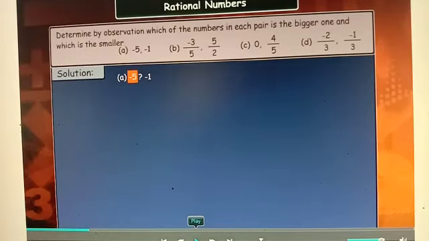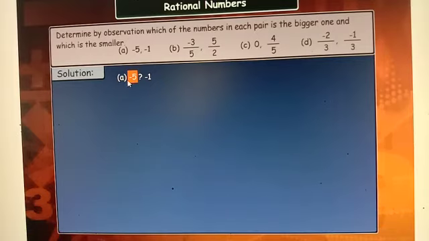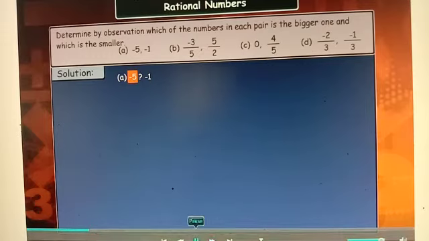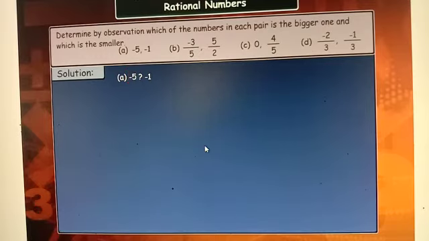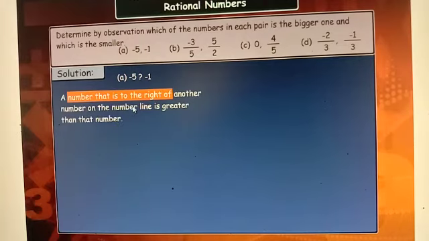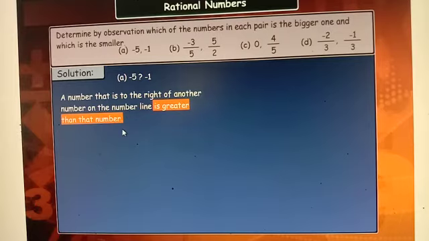Determine by observation which of the numbers in each pair is the bigger one and which is the smaller. First is minus 5 and minus 1. Which sign will come in between minus 5 and minus 1? A number that is to the right of another number on the number line is greater than that number. That means here minus 1 is greater than minus 5.